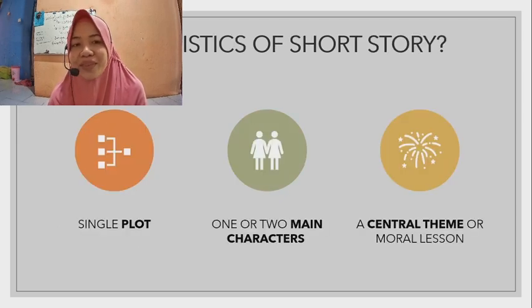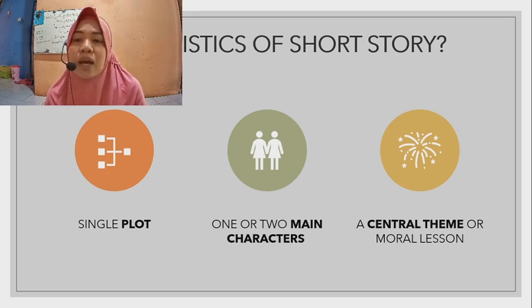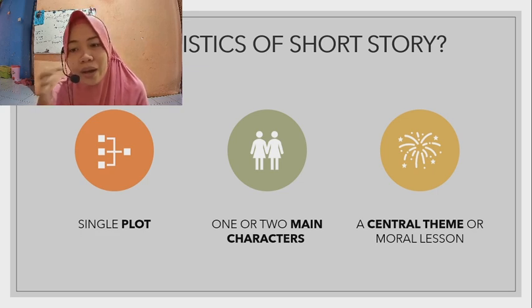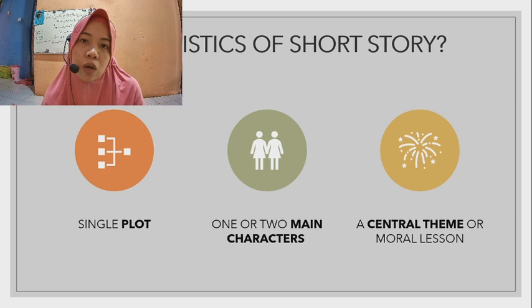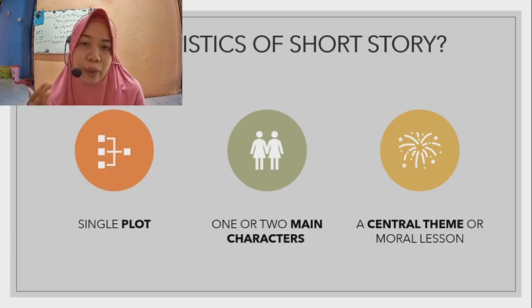Okay. Next, what are the characteristics of a short story? Well, a short story has only a single plot, okay? Whether it's forward or backward. There is no confusing plot like in the movies or other longer writings, which have complicated and multiple plots going backward, forward, and then backward again. No, a short story commonly only uses one plot, whether it is backward or forward.